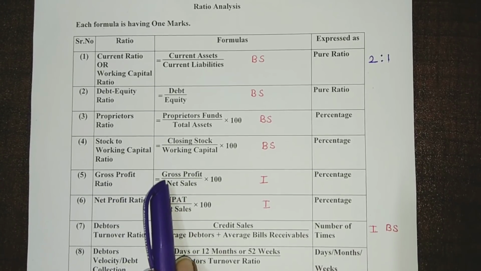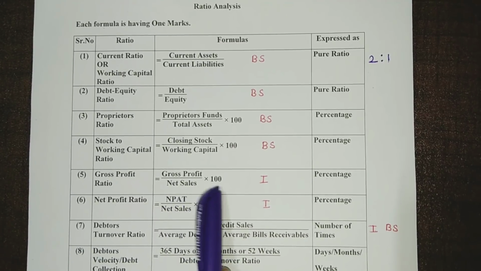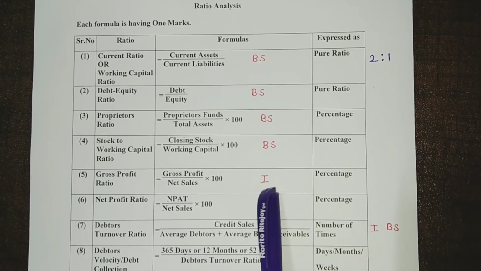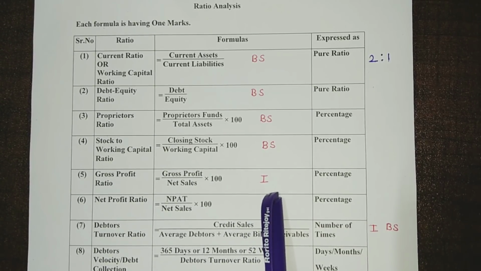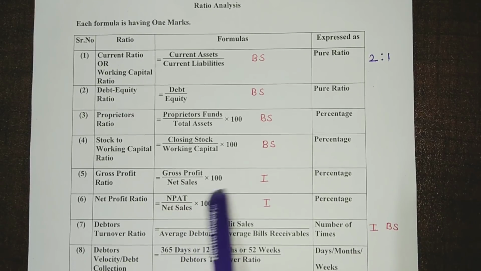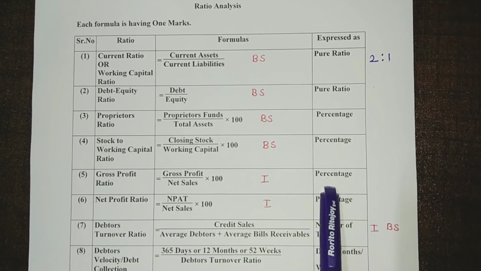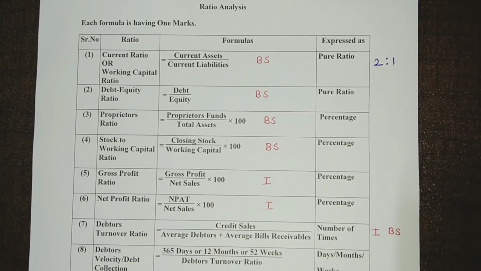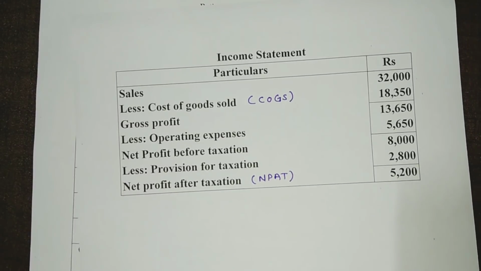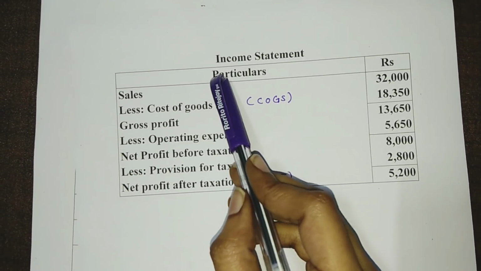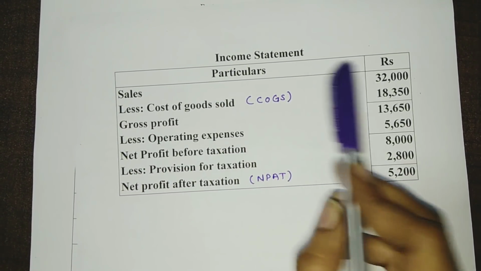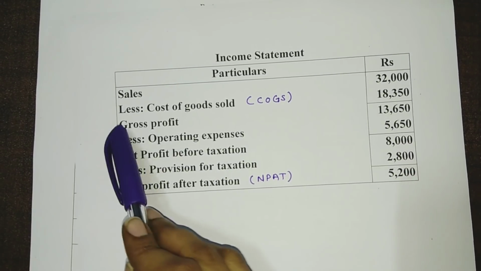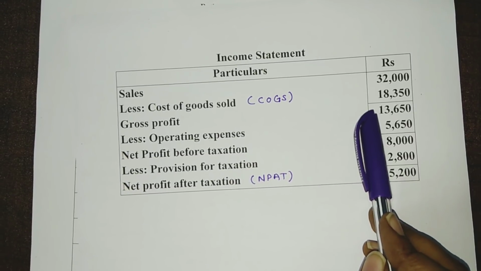The formula for that is gross profit divided by net sales into 100. And the amount for this you are going to get from the income statement, not from the balance sheet. Now, as it is into 100, the answer will be in percentage. Now, if you want to compute this ratio, you have to go to the income statement. Now, you have to come down from the start. On your second or third line, usually you will be able to find out the amount of gross profit.